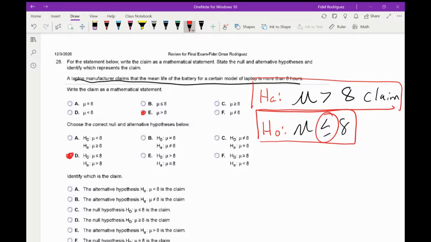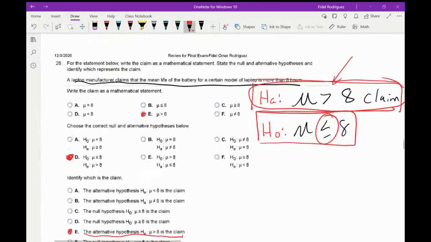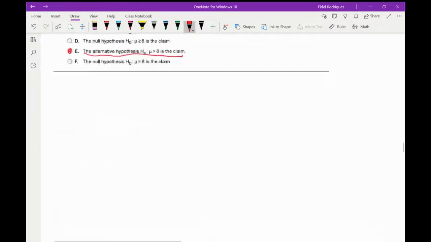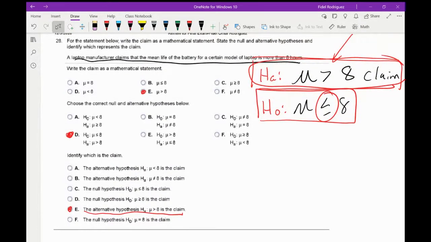Okay. And now it's saying, which is the claim? So the claim was the alternate, and the alternate said that it was greater than. So we're going to choose part E. The alternative hypothesis is the claim. Right? And let's see. I guess that's all it was asking us to do. Yeah. We didn't even have to do the whole problem. It was just like steps of a problem.